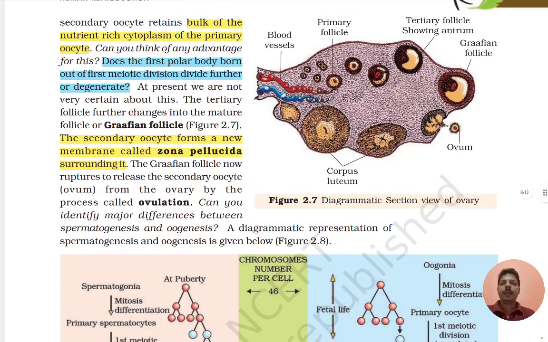Next, here is the diagram. You can see primary follicles and then the secondary follicle will have built. This one will be the secondary follicle. Okay. Then the tertiary follicle showing antrum, the fluid filled cavity antrum. Then the fully mature follicle is the Graafian follicle. You can see the secondary oocyte formed a new membrane called zona pellucida surrounding it.